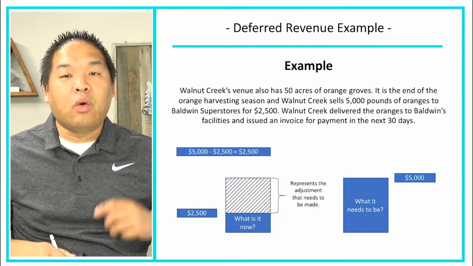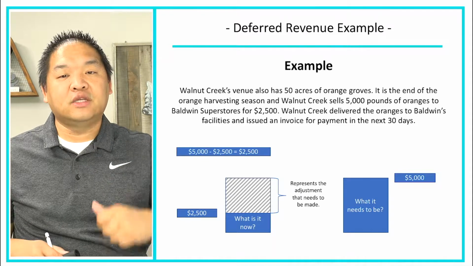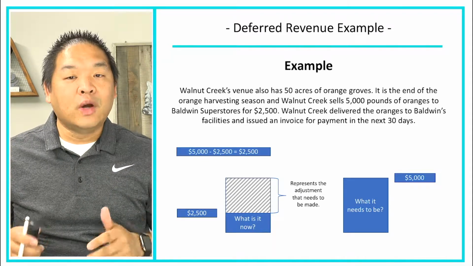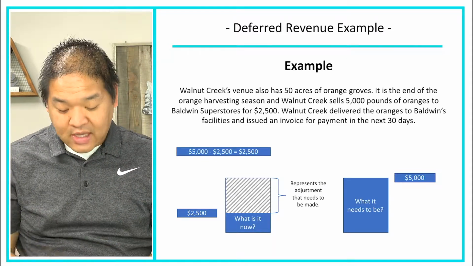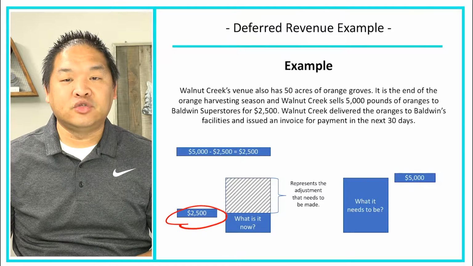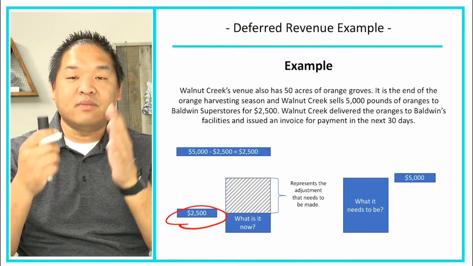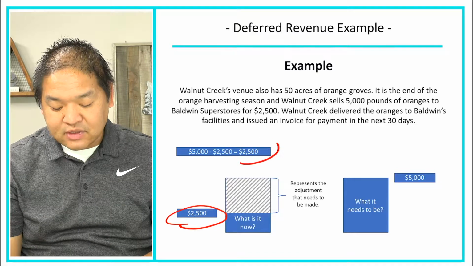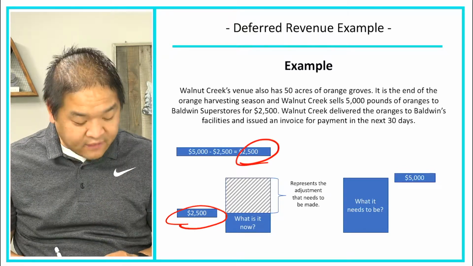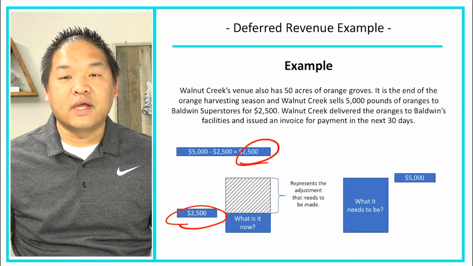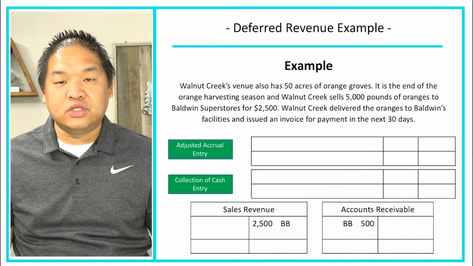How do we get that? Well, what should the account be? The account should be $5,000. What is it currently at? It is currently at $2,500. So 5,000 minus 2,500 happens to be the same amount of $2,500. So let's look at what that journal entry is going to look like.